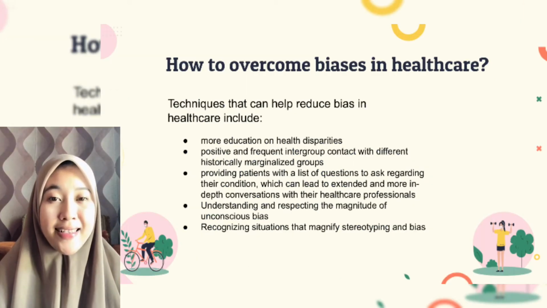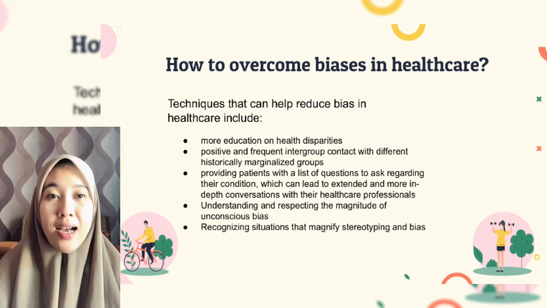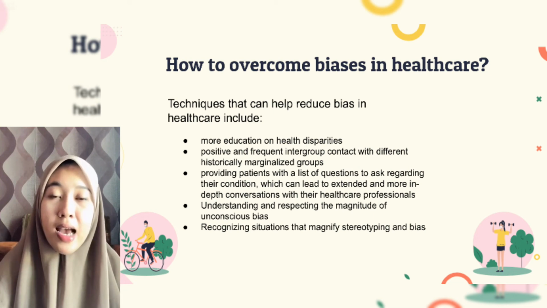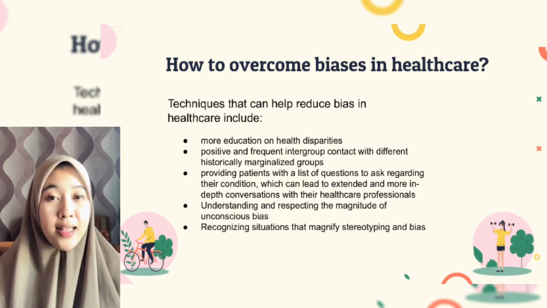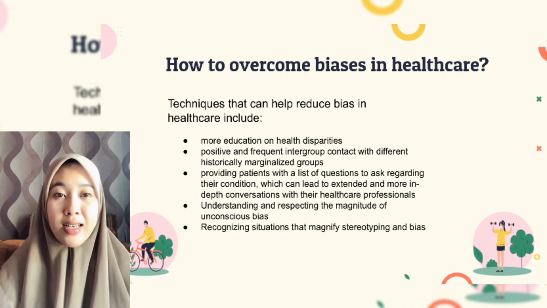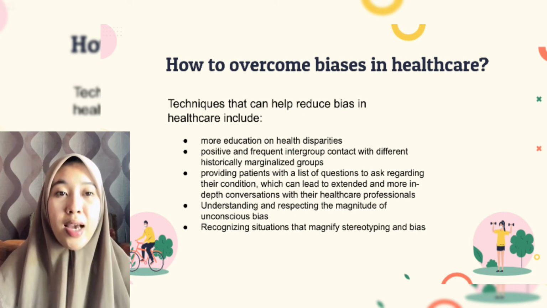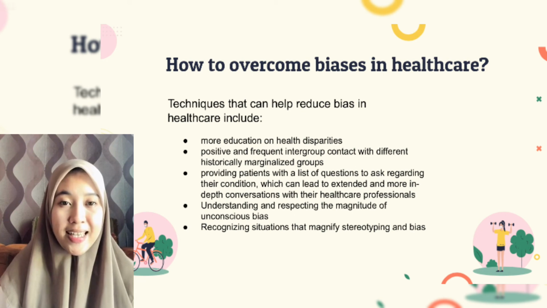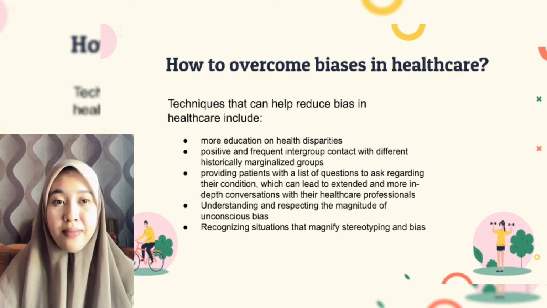How to overcome bias in healthcare? The approaches that can help reduce bias in healthcare include: one, more education on health disparities, two, positive and frequent contact with different historically marginalized groups, three, providing patients with more time to talk regarding their condition, which can lead to extended and more in-depth conversation with their healthcare professional. Three, understanding and respecting the magnitude of implicit bias. Four, recognizing situations that magnify stereotypes and bias.